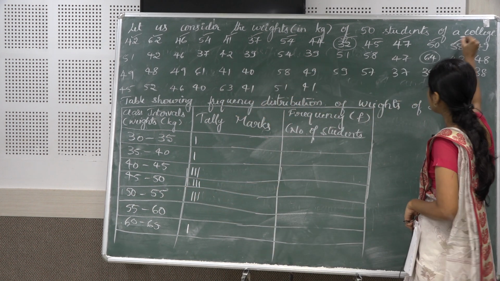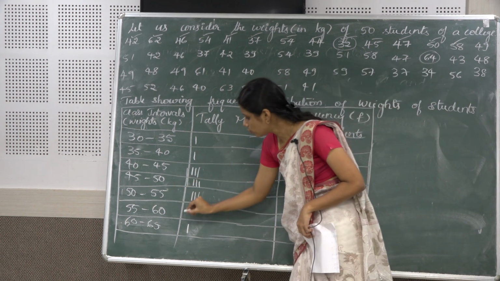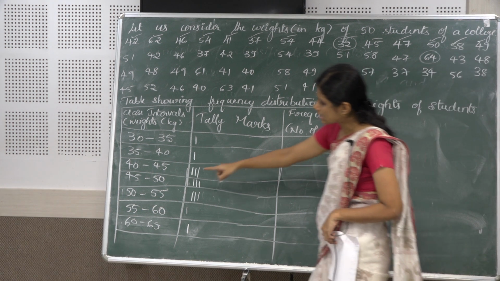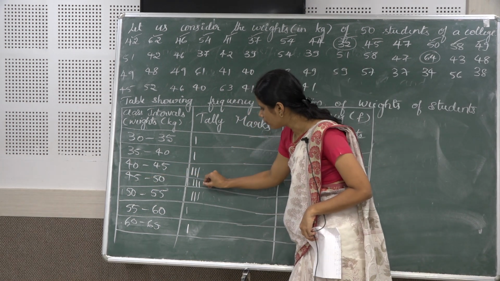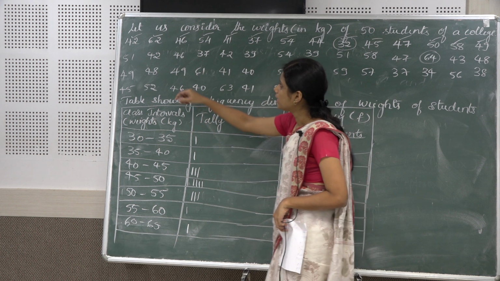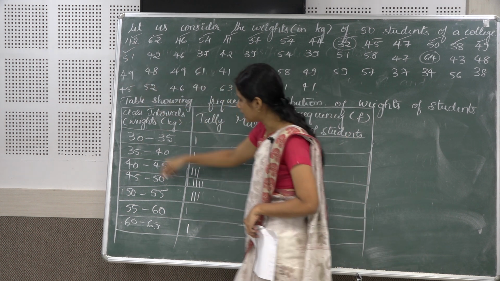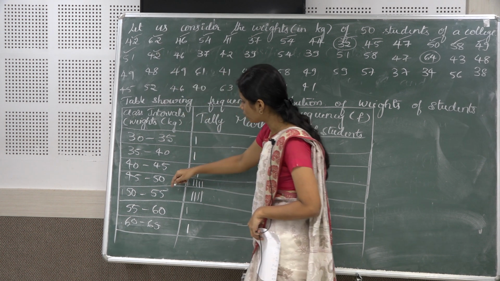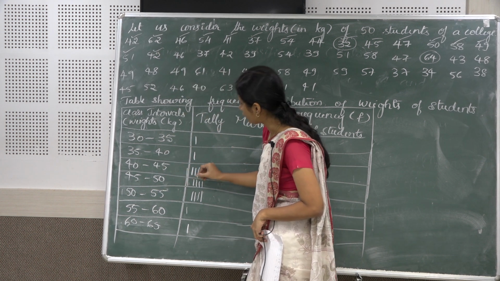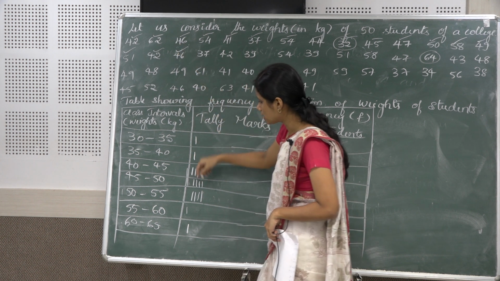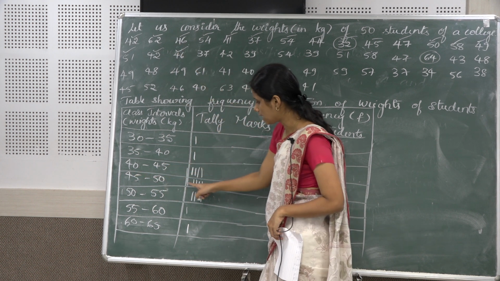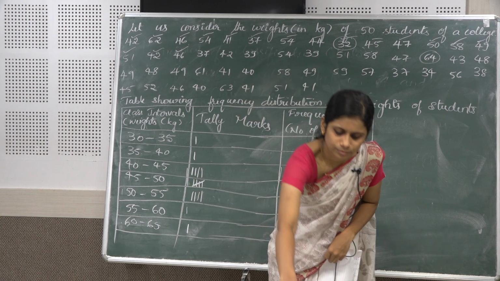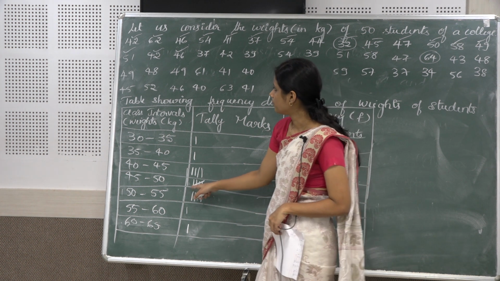Next value is 58. 58 comes in 55 to 60. Next 49. 49 lies in 45 to 50 range. Next 51. 51 lies in 50 to 55 range. Next 42. 42 is in the class 40 to 45. Next 46. 46 is in the class 45 to 50. See, after 4 strokes, the 5th stroke is drawn diagonally. Diagonally you are going to mark the 5th stroke.